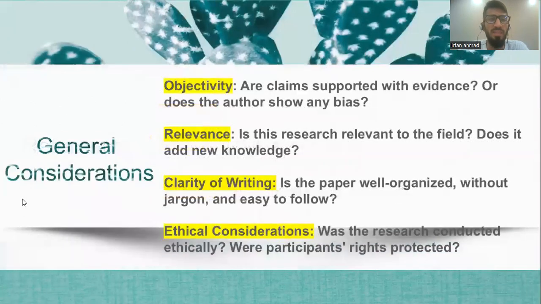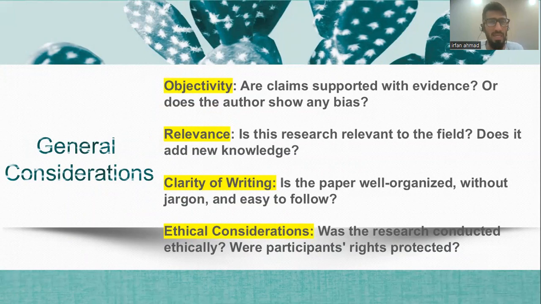The final thing is journal considerations. Okay, in the journal considerations, you have to look for the objective. Are the claims supported with evidence? Like the author claims, for example, that a breathing pattern disorder can lead to falls. Okay, so are these claims supported with existing evidence or not? Are they present already in the literature? Or does the author show any bias or not?